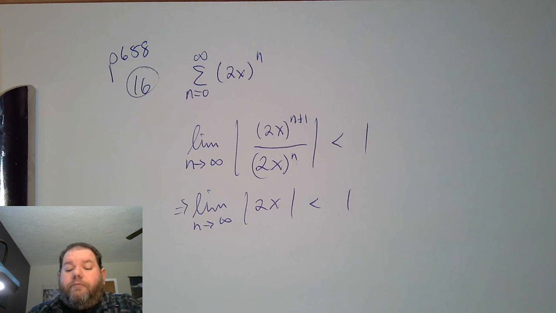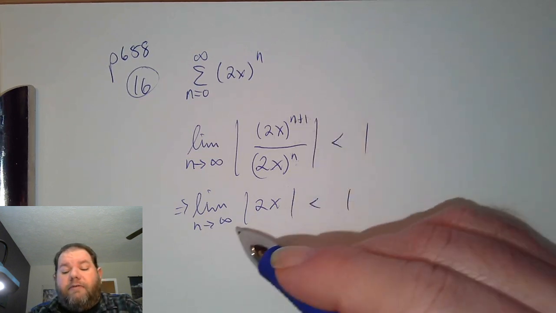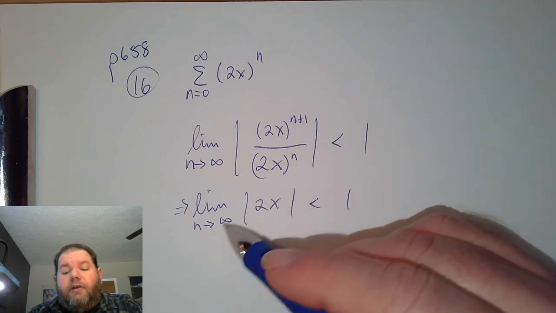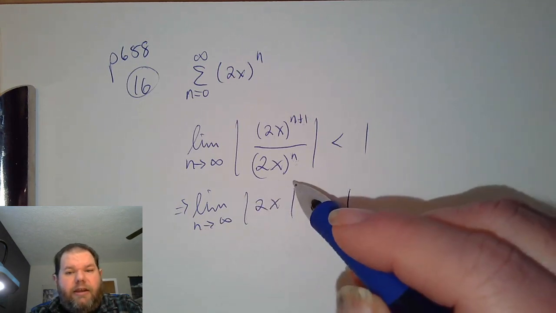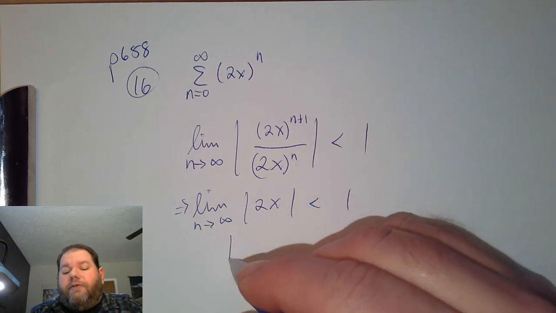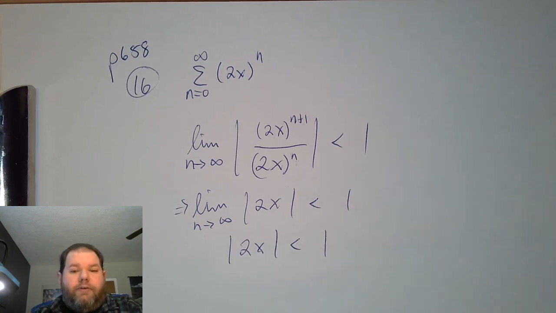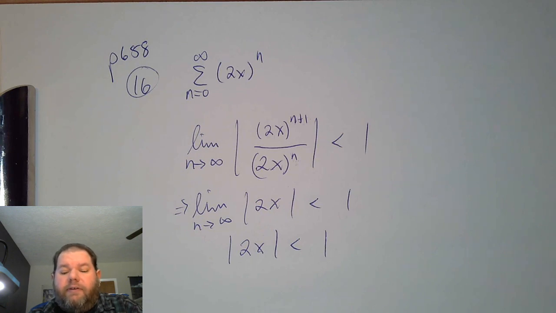Now, by simplifying that expression, we've eliminated the n value from this term. So if we take the limit as n goes to infinity and there isn't any n here, then the result of the limit is just the term that's already there, which is the absolute value of 2x. And that must be less than 1. So we have to figure out for what values of x is the absolute value of 2x less than 1.